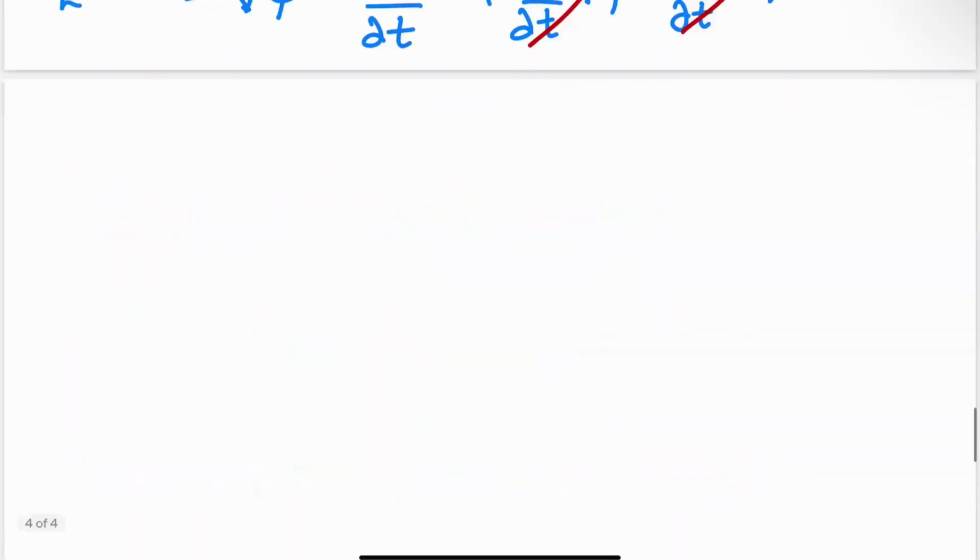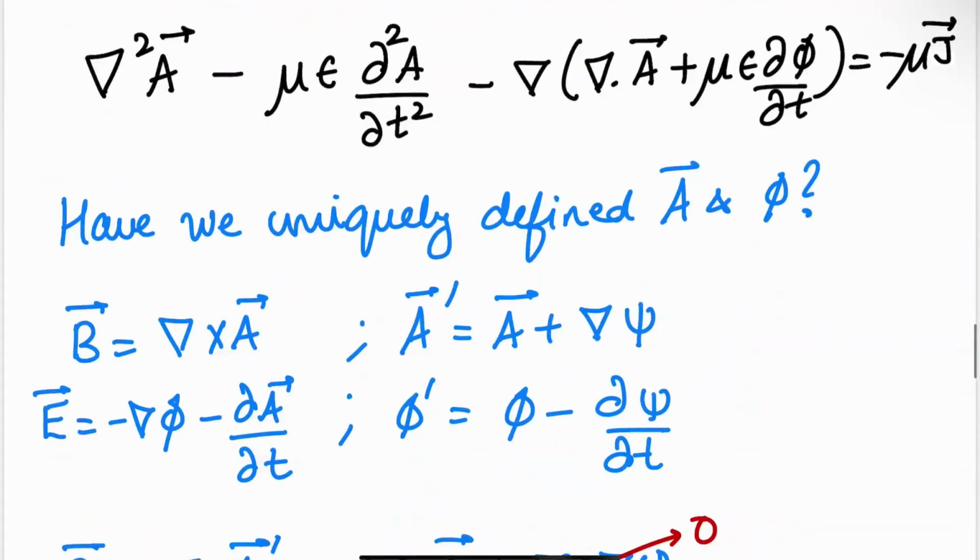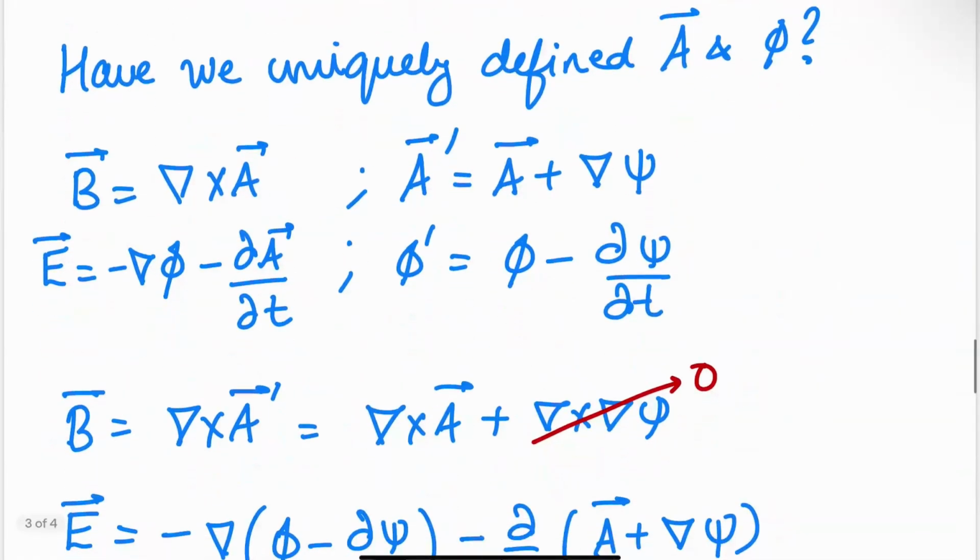Okay, if A and phi are not unique, can we find some relationship between them? And what kind of relationship would you like to define? Can we define an arbitrary relationship? And the answer to that is also no. And why is that?